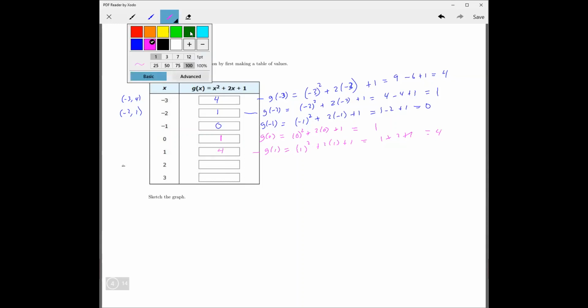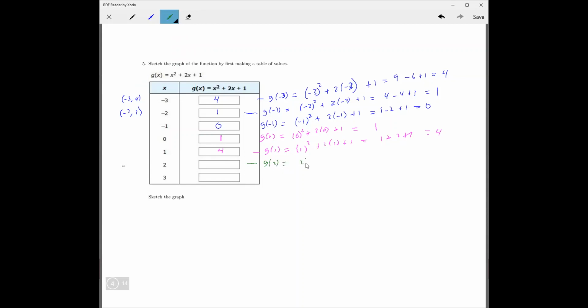And then we have g of 2, which is 2 squared plus 2 times 2 plus 1, so that's 4 plus 4, and that's still 1, so that's 9. And then g of 3 is going to be the biggest number so far: 3 squared plus 2 times 3 plus 1. So that's 27 plus 6 plus 1, which is 34.